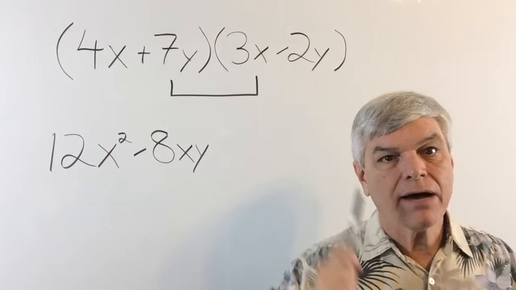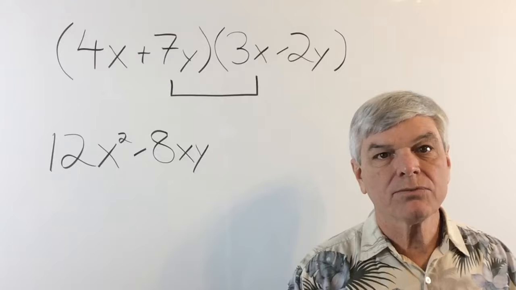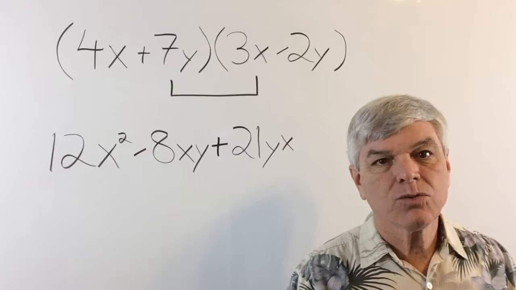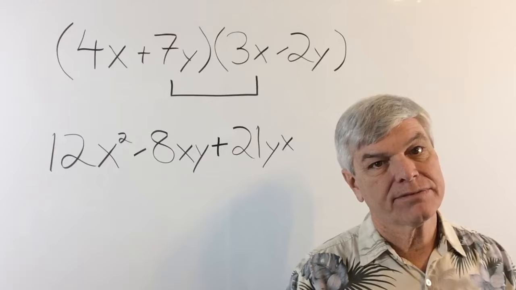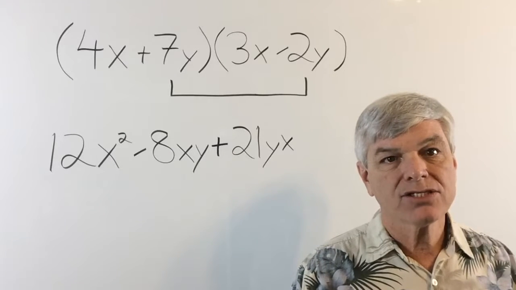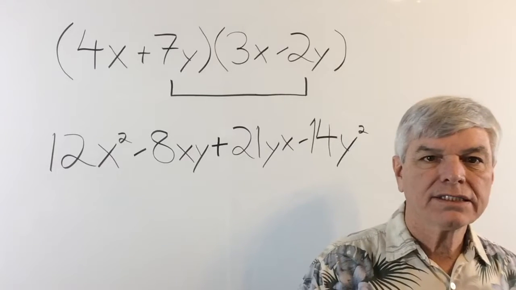That would be the outside terms, and these two would be the inside terms. So let's multiply those. That's right, 7 times 3 is 21, and y times x is yx. Now let's do the last terms. And we got 7y times negative 2y, and that's going to equal negative 14y squared.